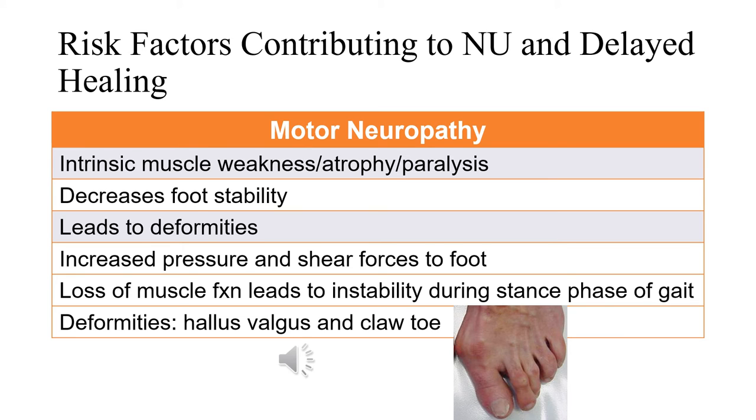Then we're going to take a closer look at motor neuropathy. What happens here is that the intrinsic muscles of the foot and ankle start to develop weakness and atrophy. With this, usually we see what we call a hammer toe presentation of the foot. This decreases their foot stability. You may be seeing this patient for falls or balance issues. You really want to hone in and look at their foot function and structure.